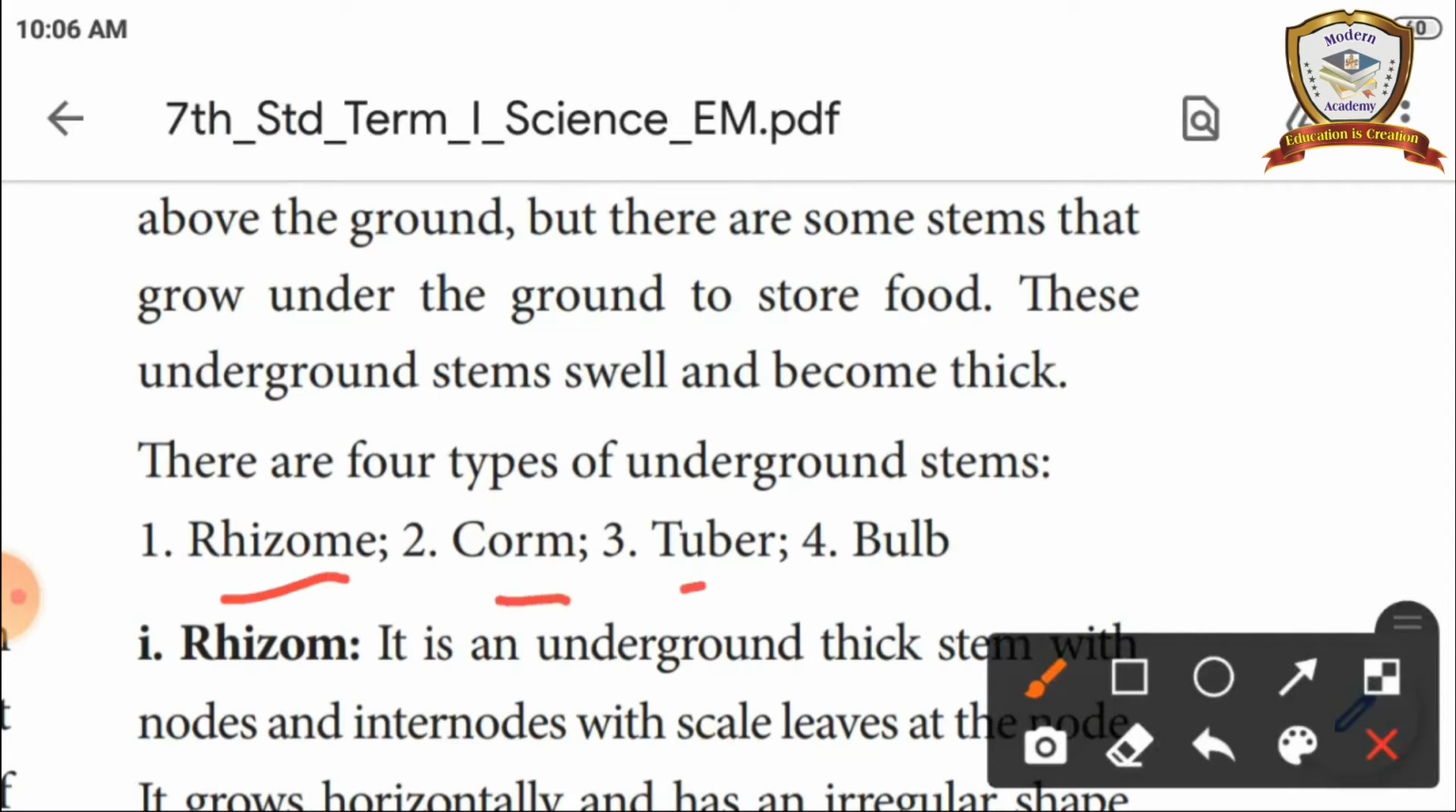So what do you mean by underground modification? We are seeing stem modifications now. Underground stem modification means the total stem is buried under the ground. Examples are potato, ginger and onion. These are totally buried under the ground, so they are known as underground stems.